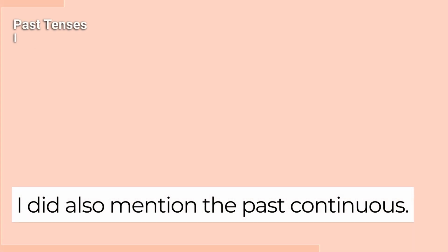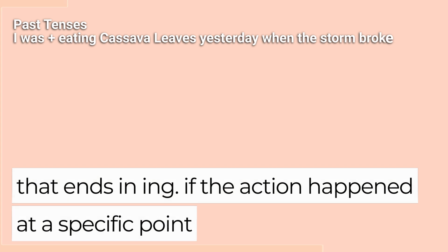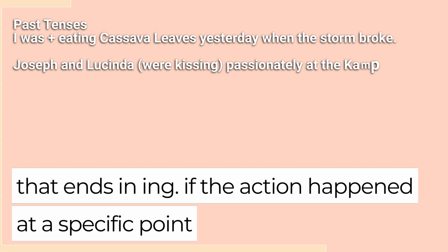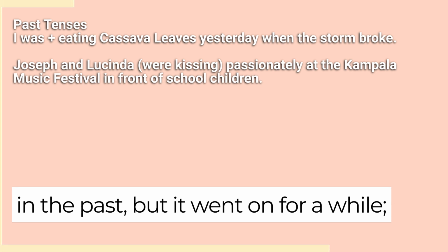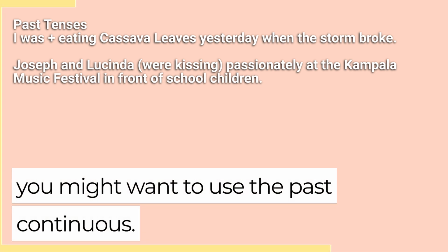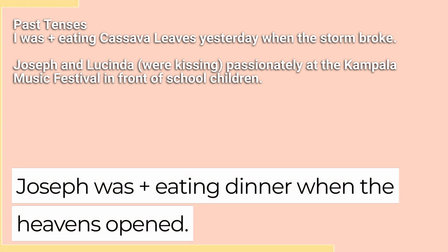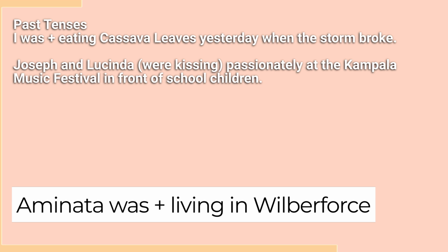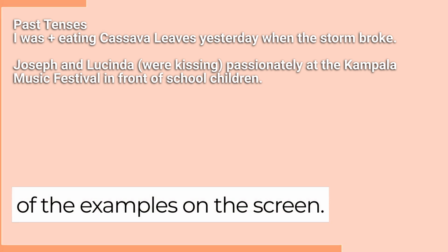I did also mention the past continuous. Wherever you hear a continuous, you know you expect a verb that ends in ing. If the action happened at a specific point in the past, but it went on for a while, you might want to use the past continuous. Joseph was eating dinner when the heavens opened. Aminata was living in Wilberforce when she met her husband. You might want to have a read of the examples on the screen.